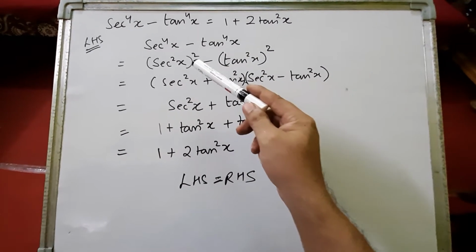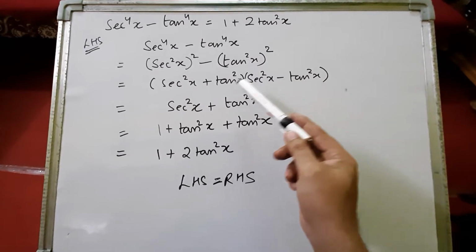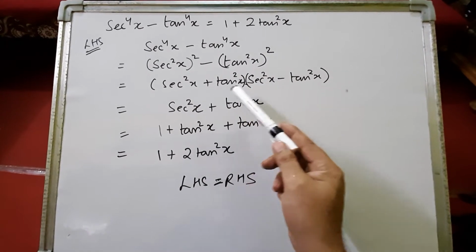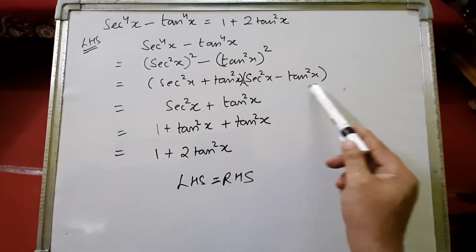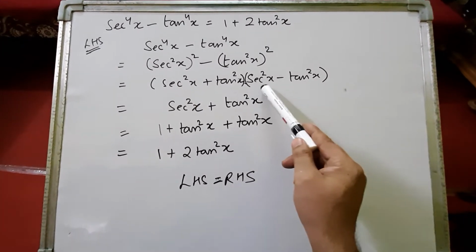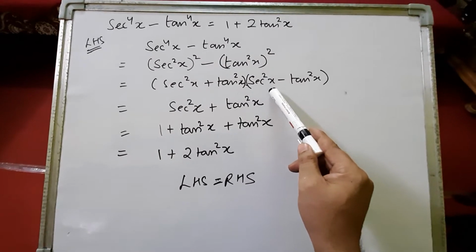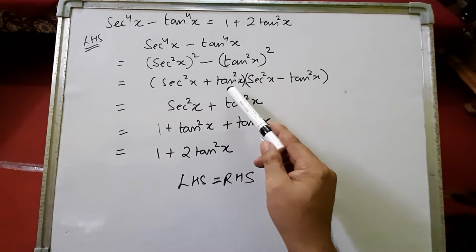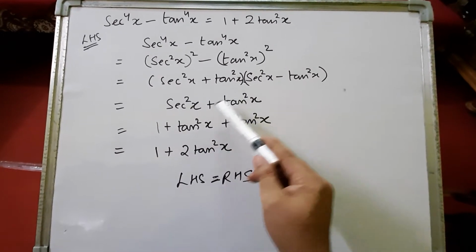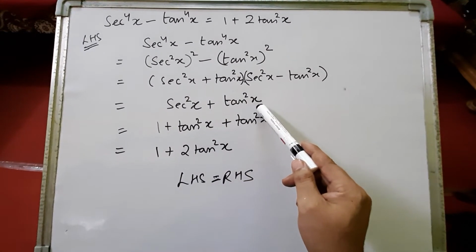Right? Now this has become a square minus b square. The difference of squares formula is a plus b and a minus b. And we know the value of the fundamental identity, sec square x minus tan square x equals 1. Right, children? So what is left? 1 into something is only sec square x plus tan square x. So what we'll get here is sec square x plus tan square x.